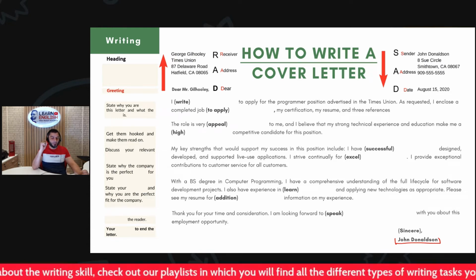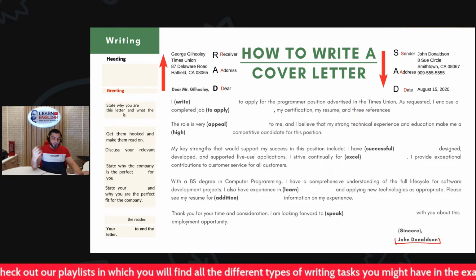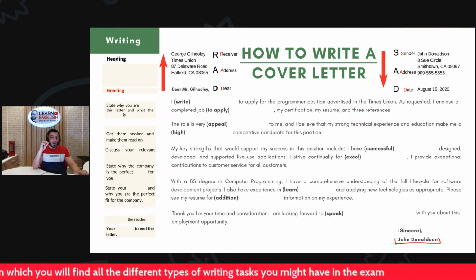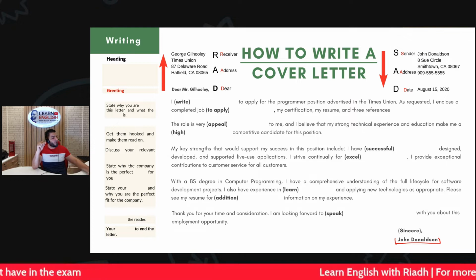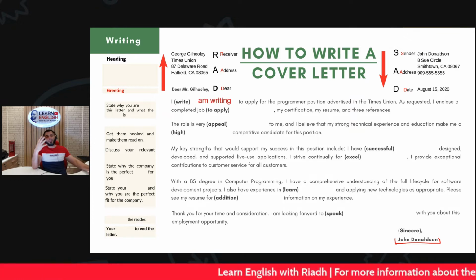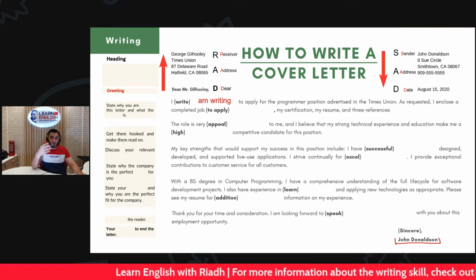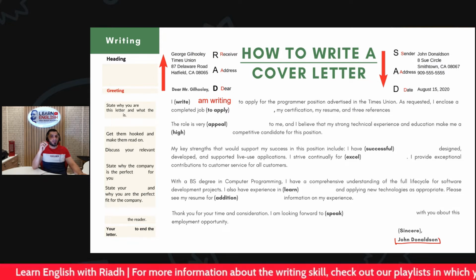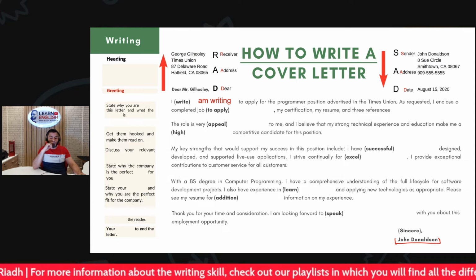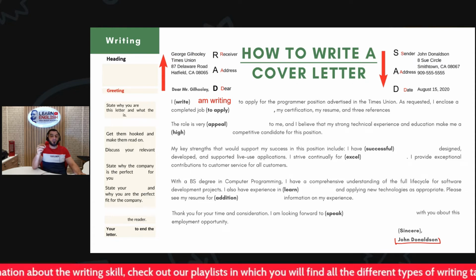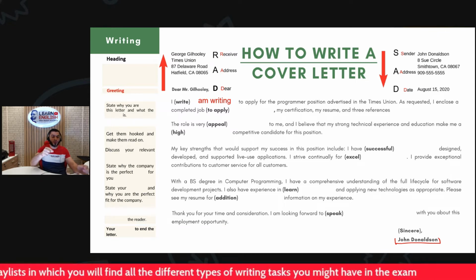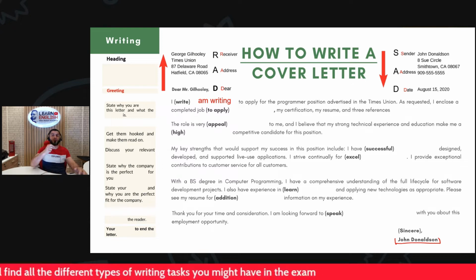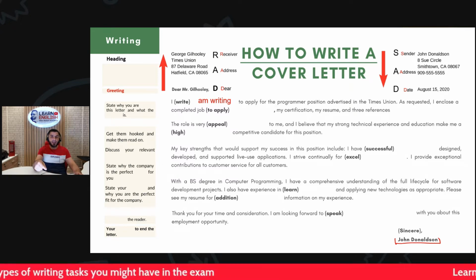So let's now start with the first paragraph and put in the right tense and form. "I write to apply for the programmer position advertised in the Times Union." Here I should say, I am writing. I have to use the present progressive. This is a common mistake that students usually make. They write, I write to apply for the programmer position. You should use the present progressive because you are describing what you are doing while writing this letter.